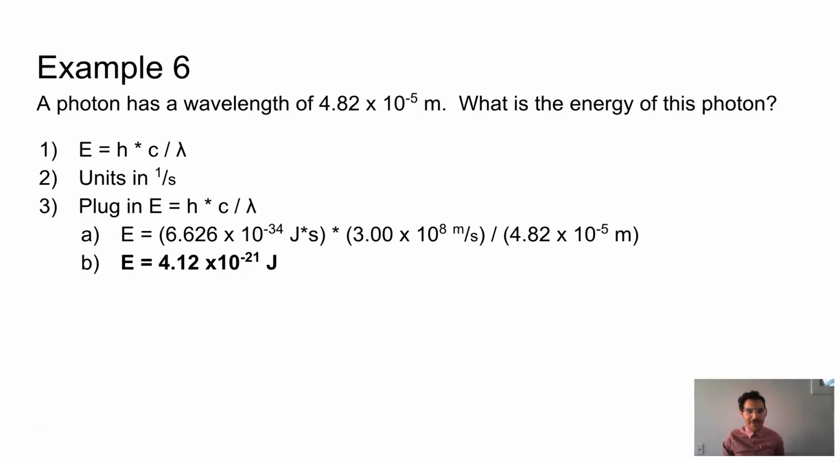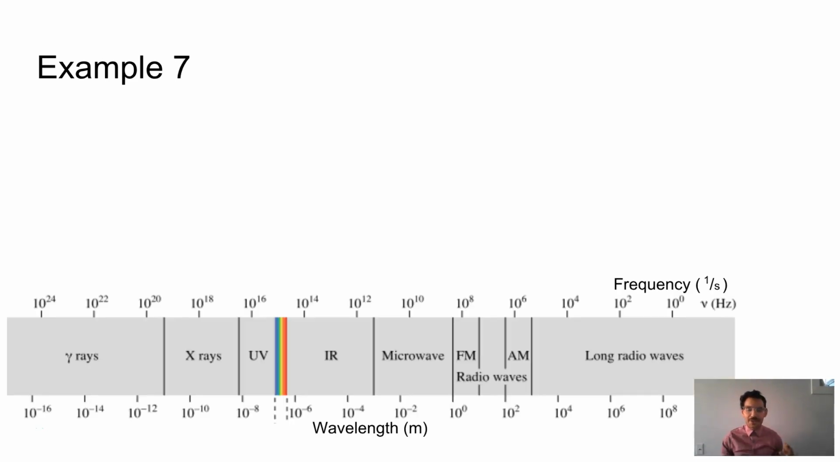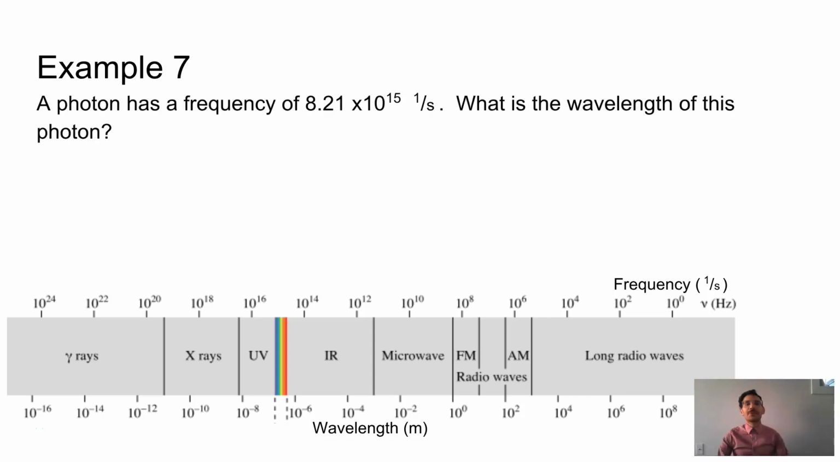I hope you came up with the same answer. Let's look at one final problem. Here we've got a photon with a frequency of 8.21 times 10 to the 15th hertz. Why don't you pause the video and try and come up with, first, what is the wavelength of this photon? And secondarily, what part of the electromagnetic spectrum does this photon belong in? What kind of electromagnetic radiation is this? Pause the video and think about those.